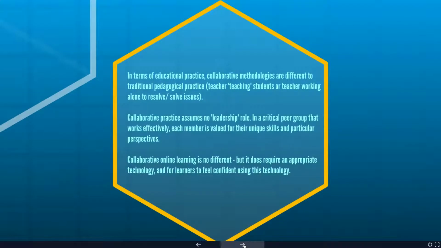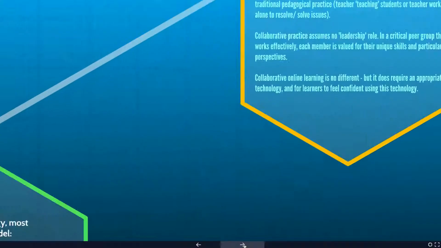In terms of educational practice, to put this in perspective, this collaborative methodology is very different to traditional pedagogical practice. Collaborative practice assumes no leadership role. In a critical peer group that is really effective, each member is equally valued for their unique skills and their particular perspectives. And collaborative online learning is no different, but it does require an appropriate technology, and it does require that all the learners in a particular group feel very confident using this technology. Hopefully through the course you've experienced a range of technologies, and now's the time to put that knowledge together and evaluate and reflect on which ones you feel closest to your own natural way of working. Which ones did you enjoy working with? Which ones did you find challenging?